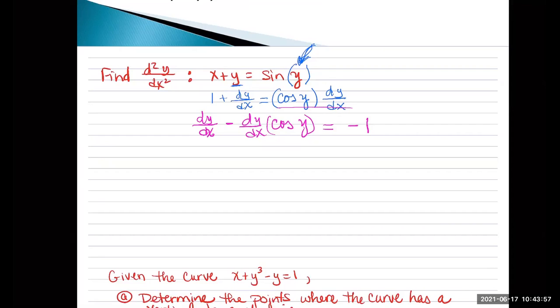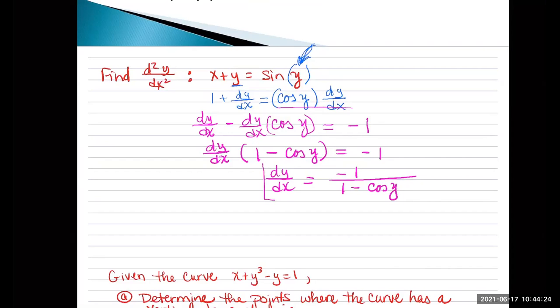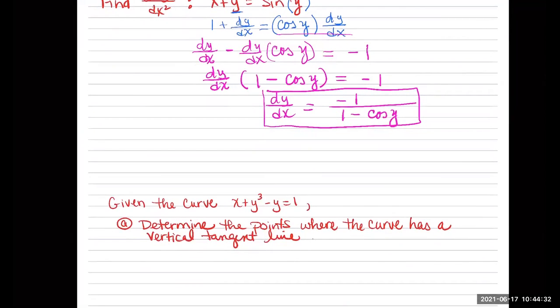But now I'm going to factor out the dy dx. So when I do that, I'm going to have 1 minus cosine y. And I get dy dx is minus 1 over 1 minus cosine y. I'm going to draw a box around that, but I'm not finished. Of course, that is just the first derivative, dy dx. But any questions about that first derivative before I go on?